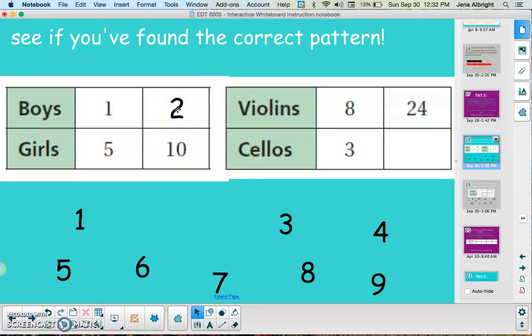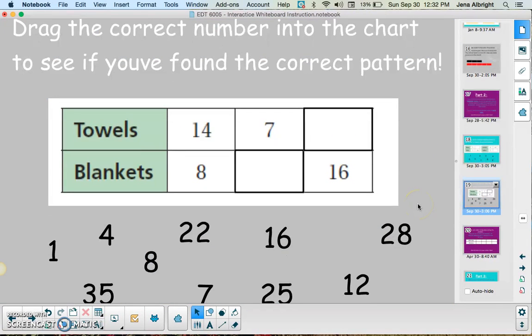This application allows students feedback on what their answer is and if it's correct. So for instance, this one's correct, so it does a spin. If they were to drag an incorrect answer, it would bounce back. That is the case for not only these two examples, but for our next example as well.